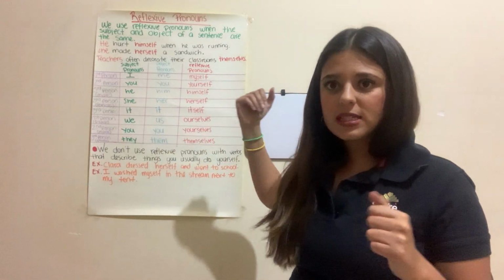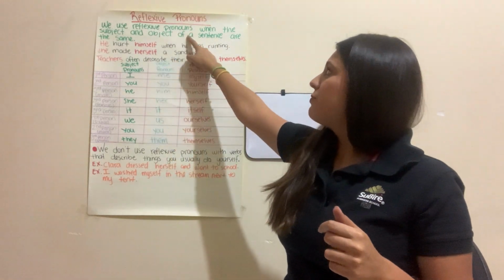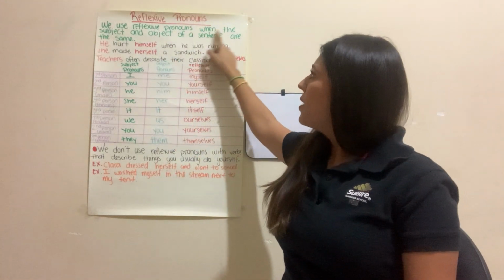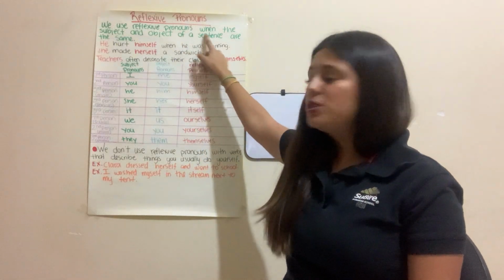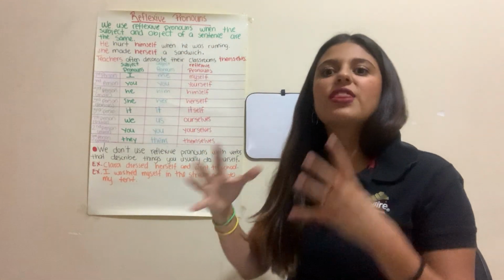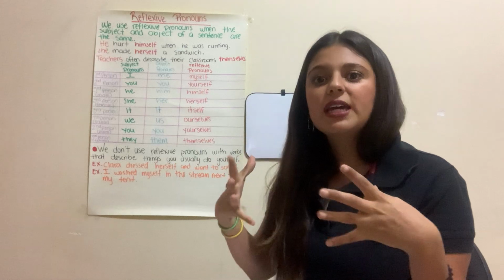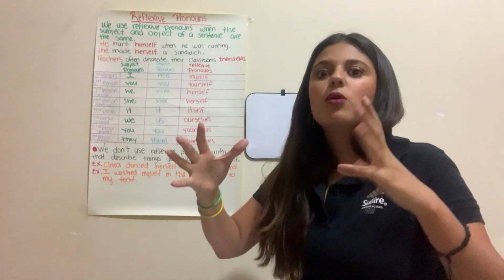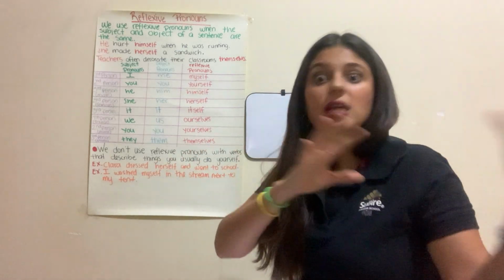I'm going to start the class now. We use reflexive pronouns when the subject and object of a sentence are the same. Okay, so we're talking about the same person or the same thing.